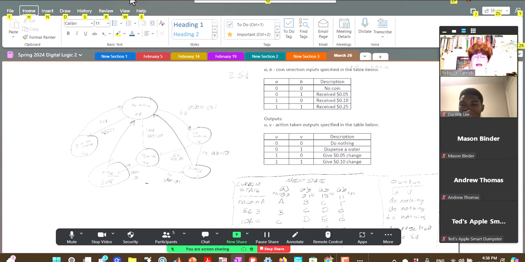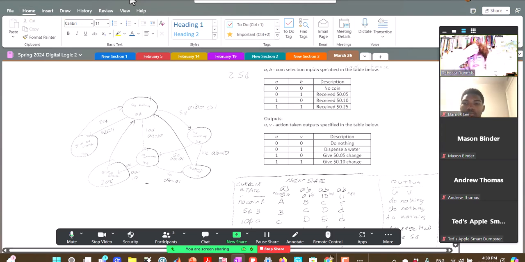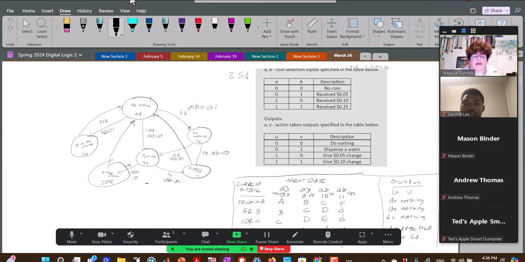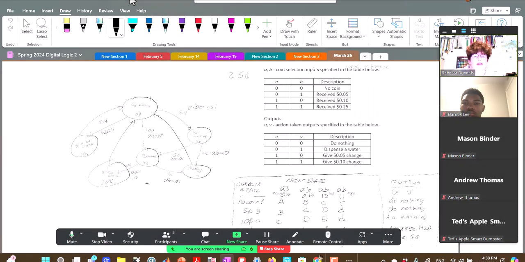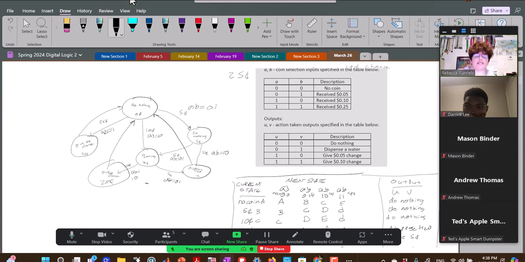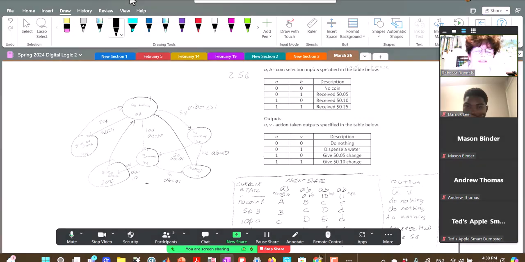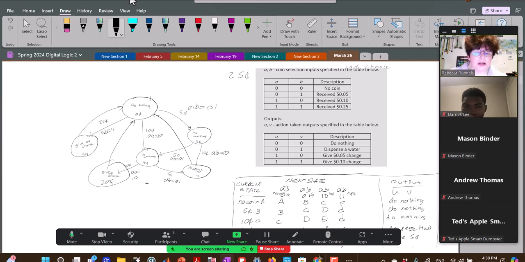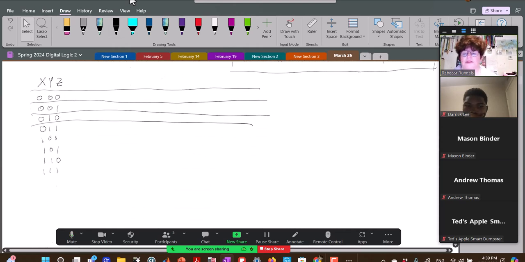So the idea for this lab is that you have a vending machine, and this vending machine dispenses water. It can receive 4 things: nothing, so no coin, 5 cents, 10 cents, or 25 cents. And then what it can do is nothing, or dispense a water, which costs 15 cents, give 5 cents change, or give 10 cents change. And you need to come up with a state table to do that.